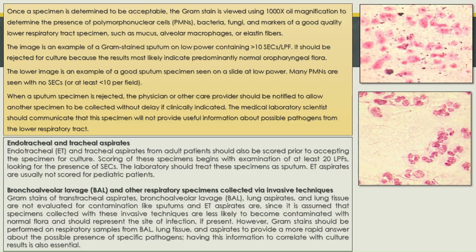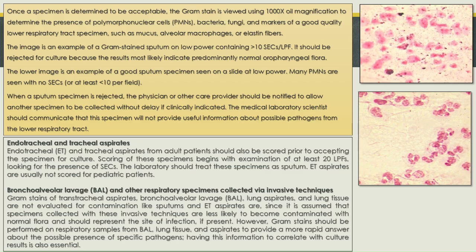Endotracheal (ET) and tracheal aspirates from adult patients should also be scored prior to accepting the specimen for culture. Scoring of these specimens begins with examination of at least 20 LPFs, looking for the presence of squamous epithelial cells. The laboratory should treat these specimens as sputum. ET aspirates are usually not scored for pediatric patients.